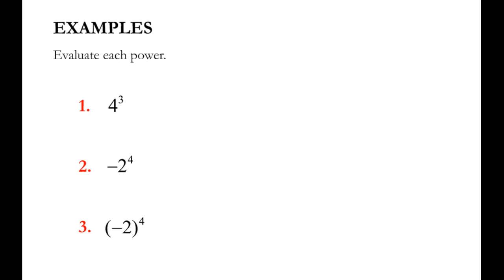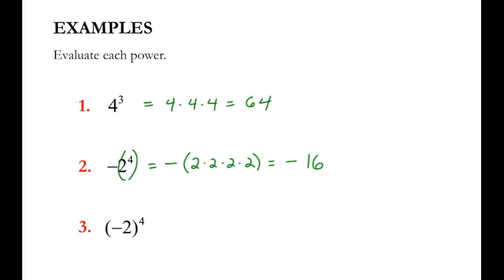Further examples of this, so evaluating powers, just to practice: 4 to the third power is 4 times 4 times 4. Negative 2 to the fourth power means that we're going to evaluate the power, so 2 to the fourth power, and then stick the negative in front. So negative 2 times 2 times 2 times 2, which is negative 16, versus negative 2 in parentheses to the fourth power, which would mean that the base itself is actually negative 2. So we have a negative times a negative times a negative, and that's a positive.